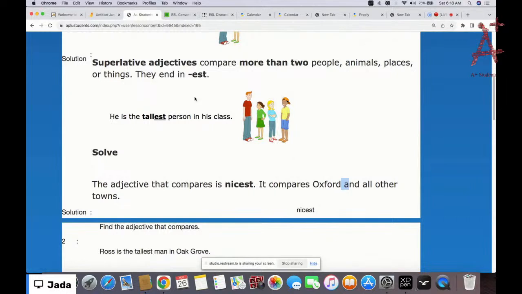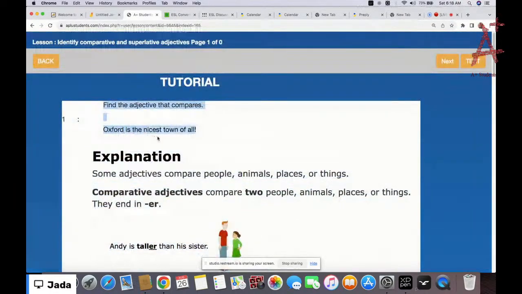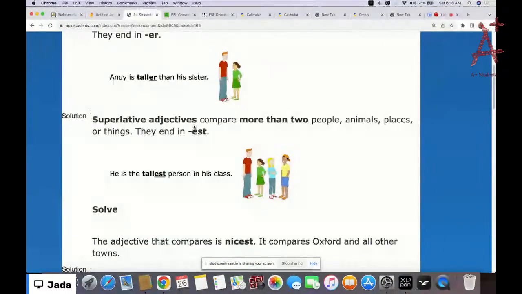All right, so the adjective that compares is nicest. It compares Oxford and all other towns. Okay, so look at it here. The example says Oxford is the nicest town of all. So what adjective is being compared? Nicest is the adjective that is being compared. And when you have nicest, it is superlative because superlatives always end in est. Okay?